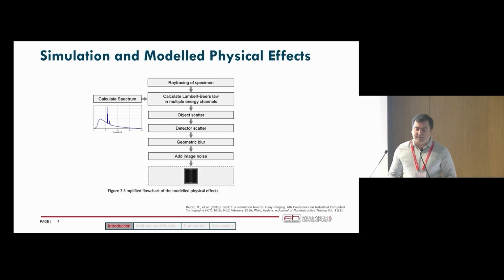Additionally, the working principle of the simulation tool starts with ray tracing of the specimen, then calculating the spectrum with the Lambert-Beer law. Optionally, we can add different physical effects here, such as object and detector scattering, geometric blurriness effects, and image noise.